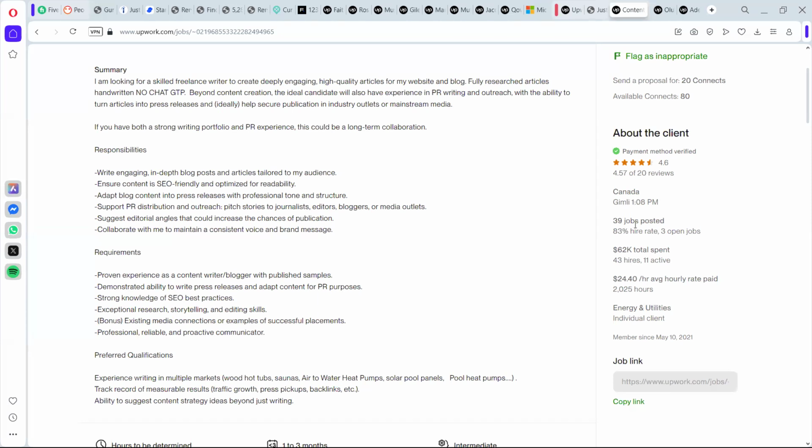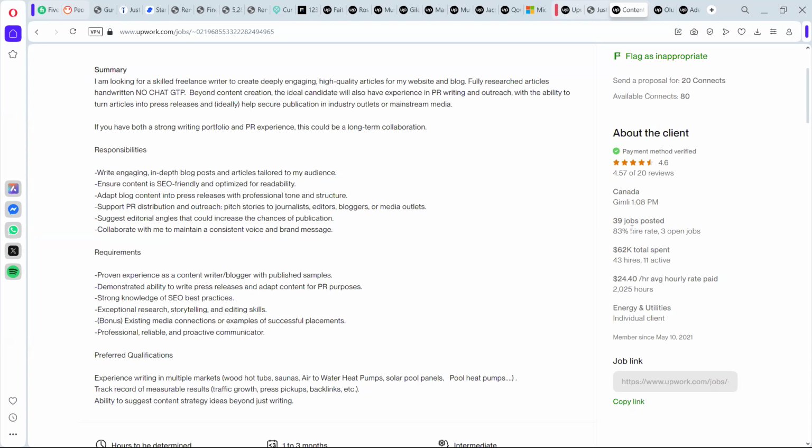Now, the reason we are here, even though we're still going to talk about other things, is this hire rate. What is hire rate? Hire rate is gotten from the total number of jobs a client posts and the number of times they hire from the jobs they post. So if a client posts 100 jobs and they hire 50 times.